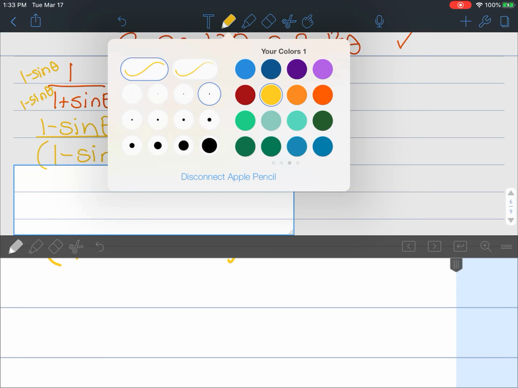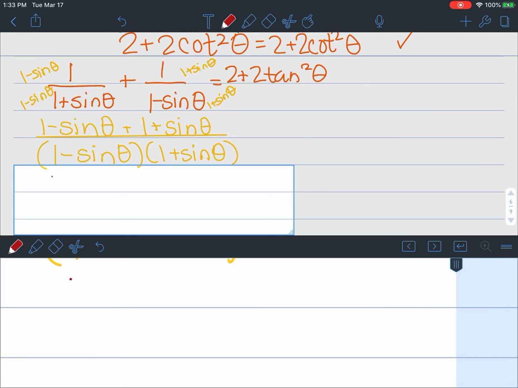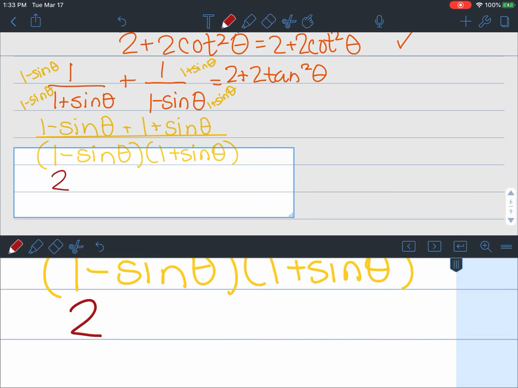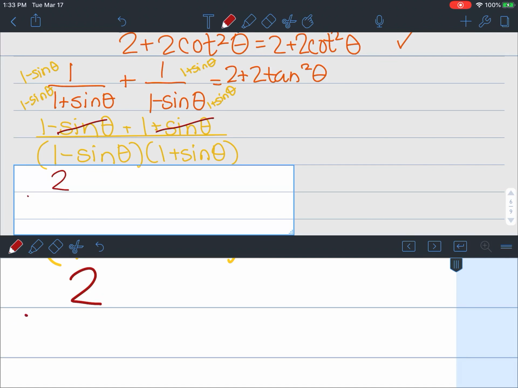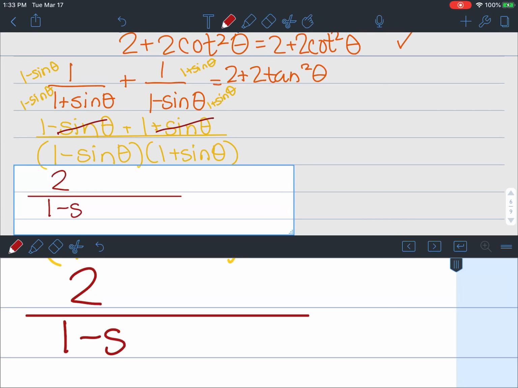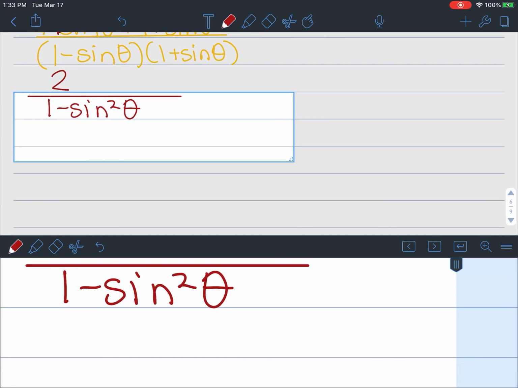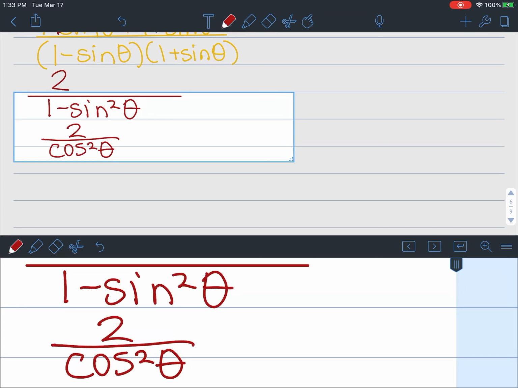Okay. The 1's can combine to be a 2, and the negative sign and the positive sign will cancel. On the bottom, remember those middle terms cancel because those are conjugates. So when I FOIL that, I will get 1 minus sine squared theta. 1 minus sine squared theta is cosine squared theta.